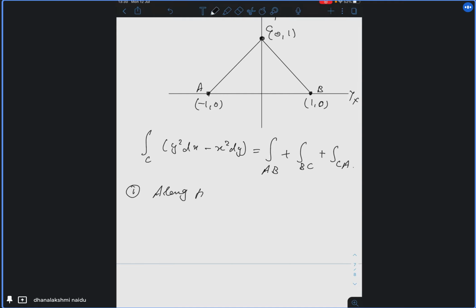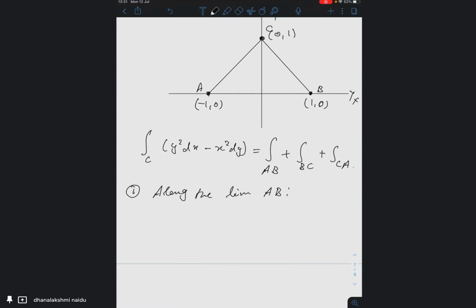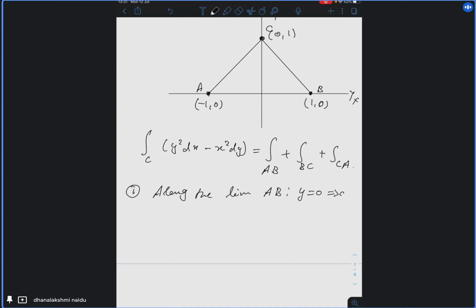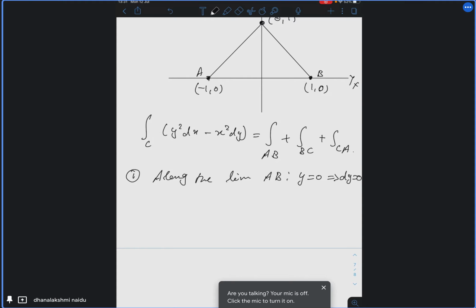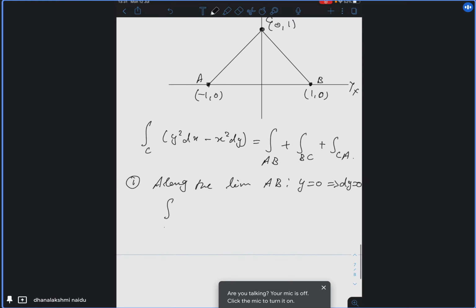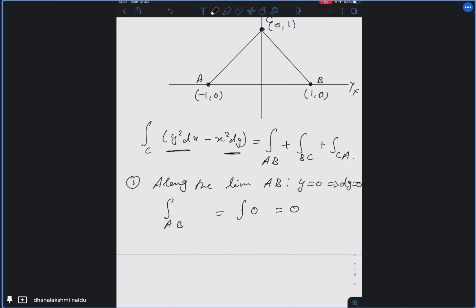Along the line AB, what is not changing? Y is not changing. So y is 0. This implies dy is equal to 0. So overall in our integral, x is anyhow from -1 to +1, but here y is 0, so this part anyhow is 0. Again dy is 0. So overall this integral along AB will be equal to 0 itself. Is it or not? Yes, ma'am.